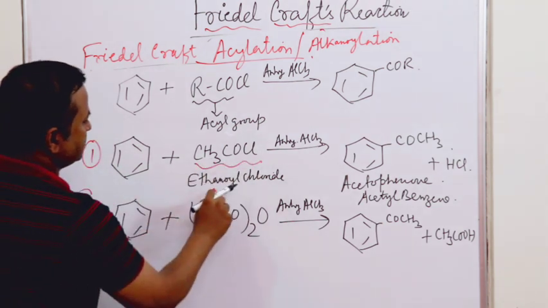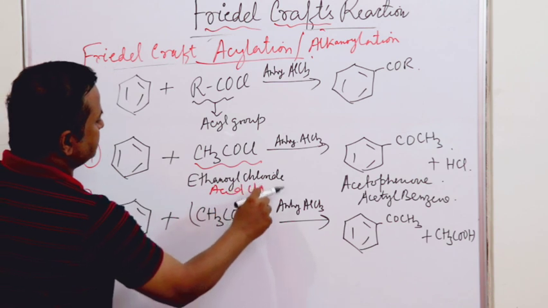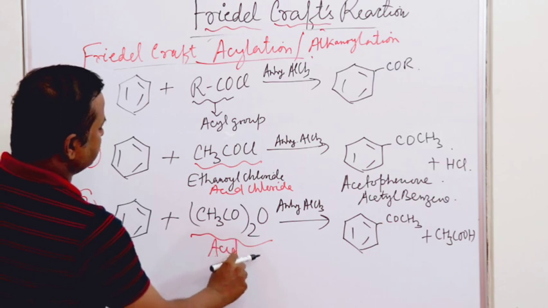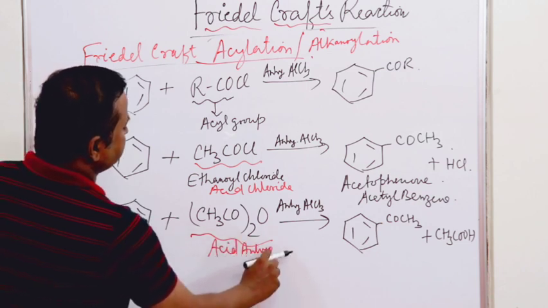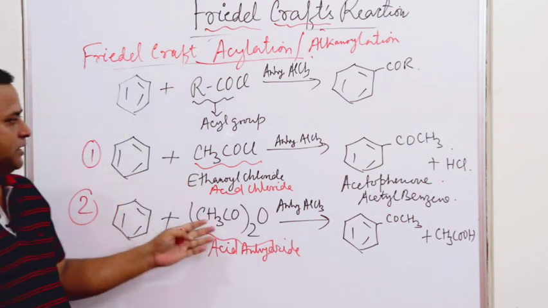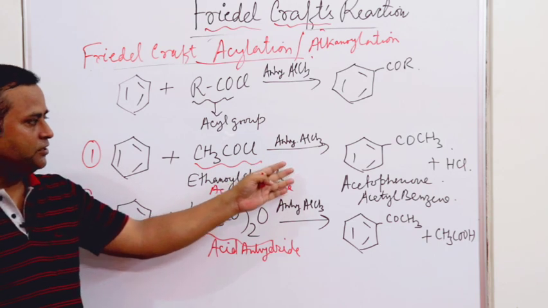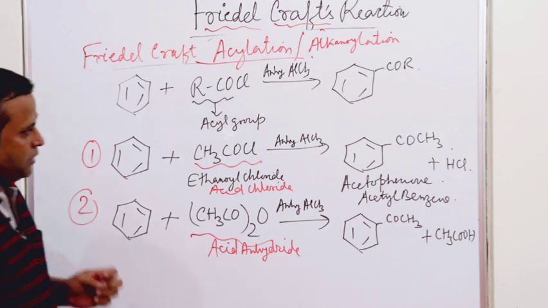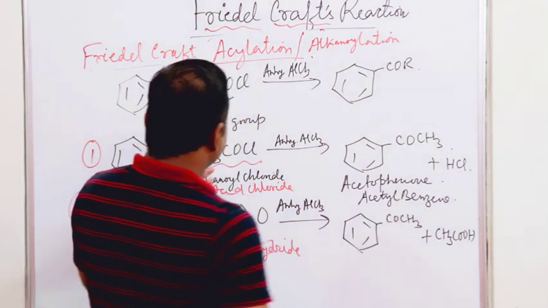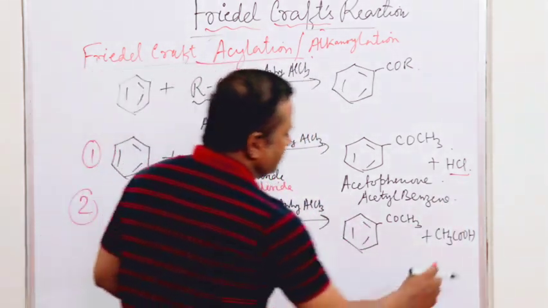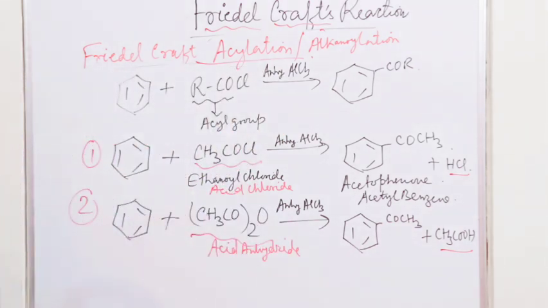Here we have used an acid chloride, and here we have used acid anhydride. Please remember, whether we use acid chloride or acid anhydride, the benzene will react with them in the presence of anhydrous AlCl3 and will give us the same product, that is acetophenone. But one difference is there. When we are taking acid chloride, the byproduct is HCl. When we are taking acid anhydride, the byproduct is acetic acid. So this is Friedel-Crafts acylation.